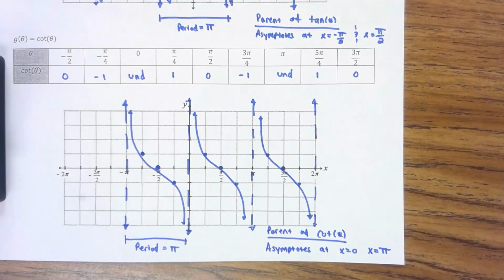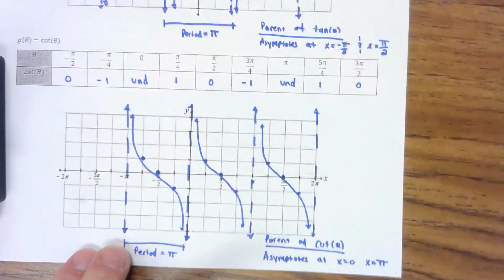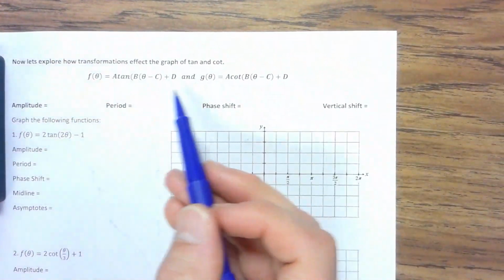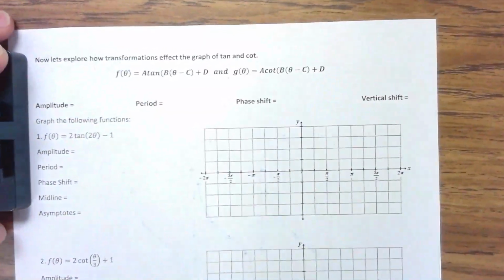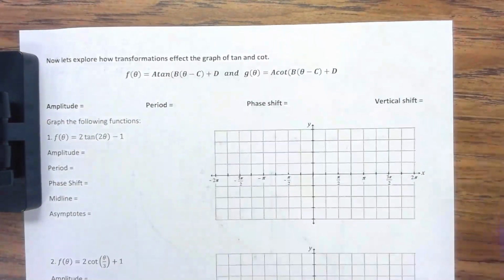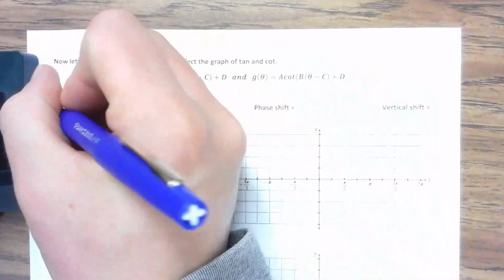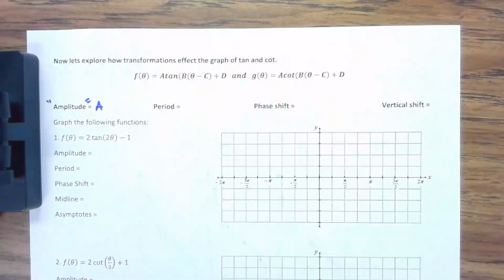Once you flip this over to the back side, you'll see at the top I have our functions of tangent and cotangent with transformations in there. Let's remind ourselves what each of those values do. All the same transformations, all in the same places. So A, that value in front of tangent, that's our amplitude. Again, it's not really amplitude. Let's put it in quotations so that we're being a little more correct.